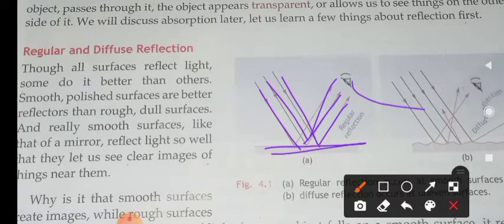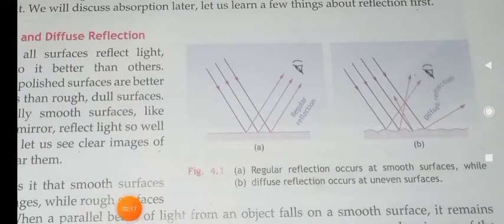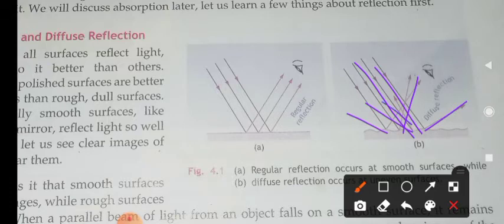What about diffused reflection? Diffused reflection is a result of rough surfaces. Due to the bumps and peaks on the surface, the light rays falling on the rough surface are reflected back, but the direction of reflection is in different ways. Okay, the direction is different. They are not parallel.